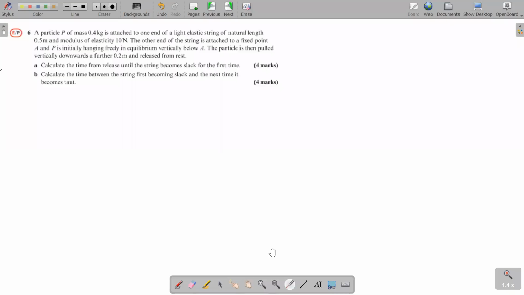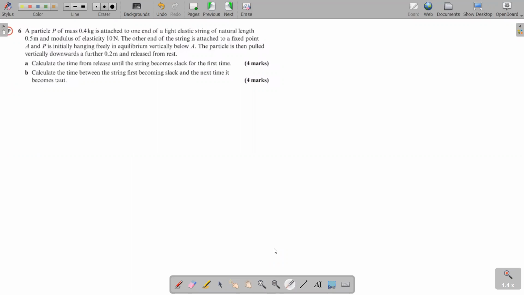Okay, so now we'll move to question number 6. A particle P of mass 0.4 kilogram is attached to one end of a light elastic string of natural length 0.5 meter and modulus of elasticity 10 Newton. The other end of the string is attached to a fixed point A and P is initially hanging freely in equilibrium vertically below A. The particle is then pulled vertically downwards a further 0.2 meter and released from rest. Calculate the time from release until the string becomes slack for the first time.